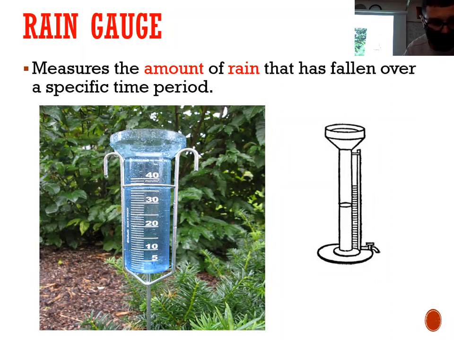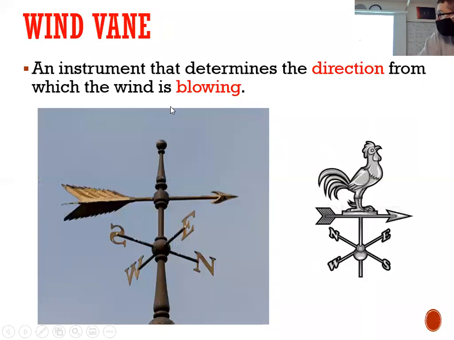Okay, I believe we left off on rain gauge. Let's do some more. We got a bunch of short ones right now, guys. We've got wind vane next, okay? You might see these on barns, you might see these on mailboxes. This is simply going to show the wind direction, where the wind is blowing. North, south, east, west, right? Easy stuff. Wind vane.